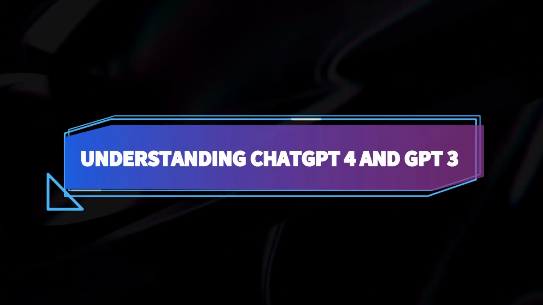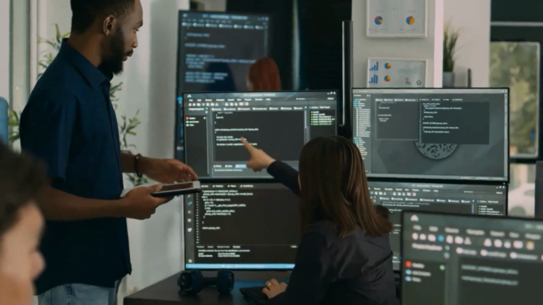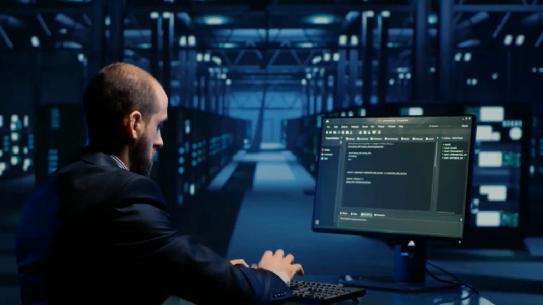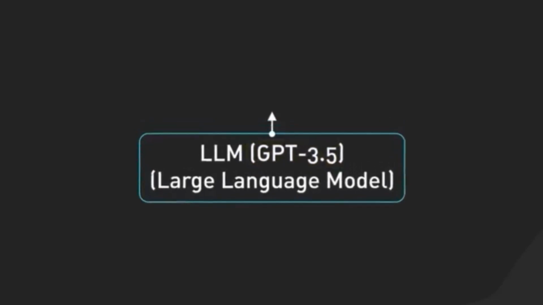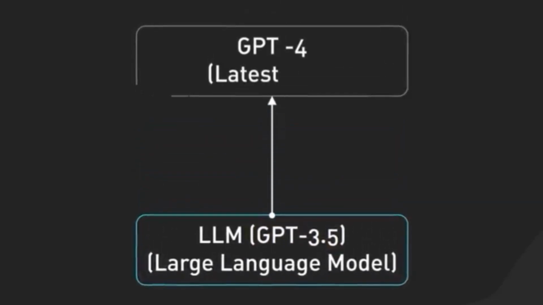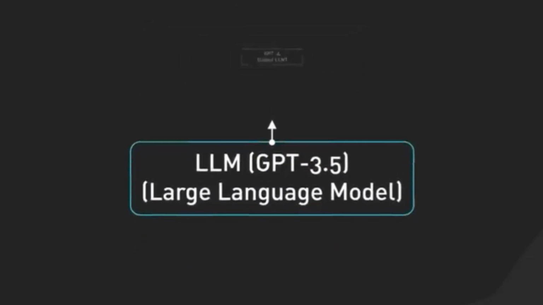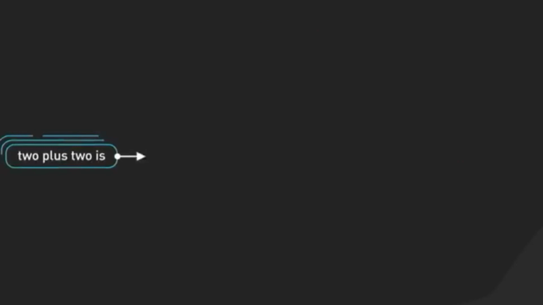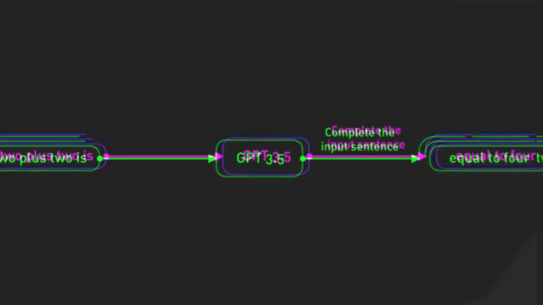Understanding ChatGPT-4 and GPT-3.5. To make an informed choice, let's start by gaining a deeper understanding of these two remarkable language models. The foundations. Both ChatGPT-4 and GPT-3.5 are large language models, LLMs, developed by OpenAI. These LLMs are trained on massive datasets of text and code, essentially absorbing vast amounts of human knowledge and linguistic patterns.